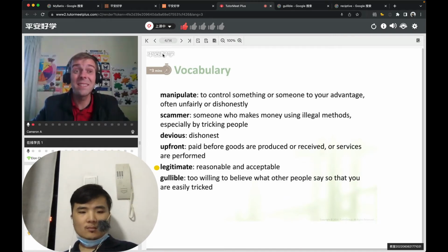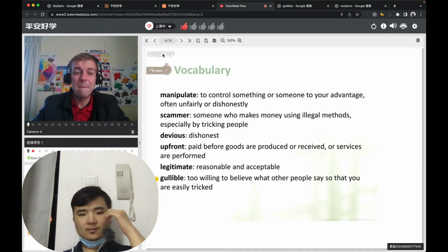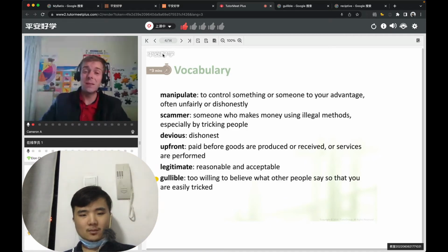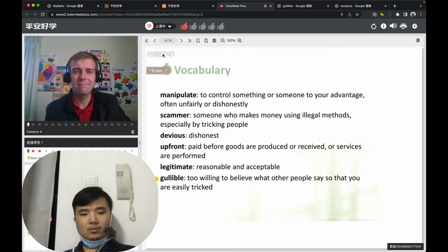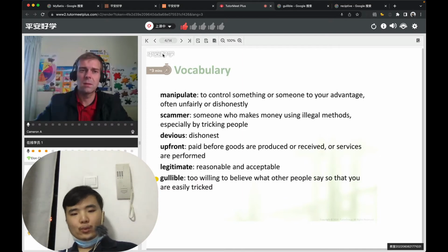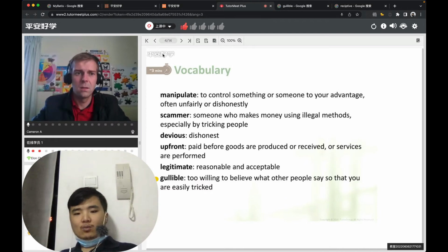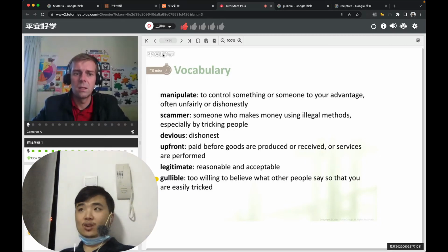The next one is legitimate. Legitimate, reasonable and acceptable. Good. The last one is gullible. Gullible. Gullible means too willing to believe what other people say so that you are easily tricked.